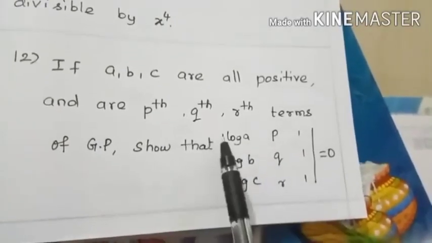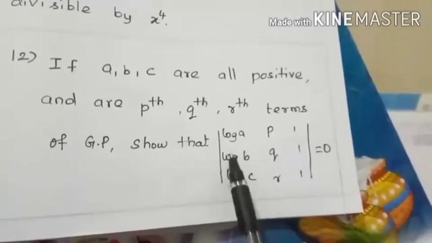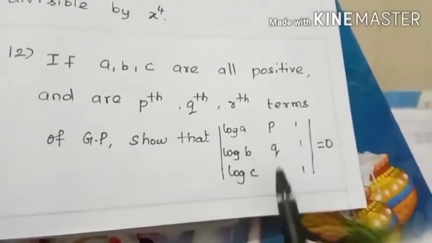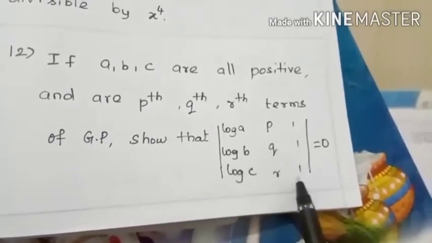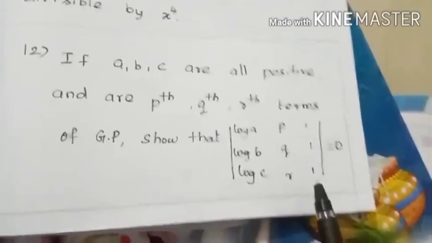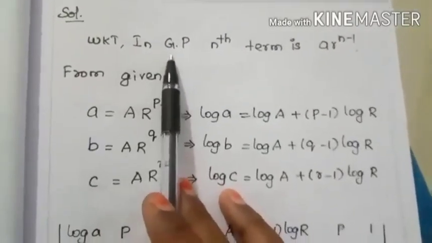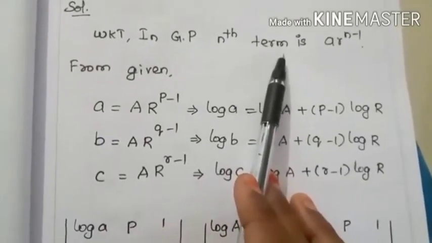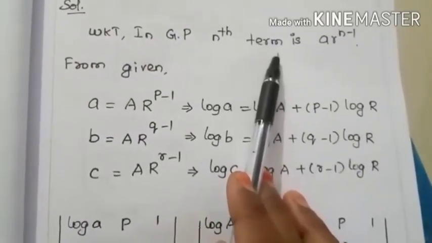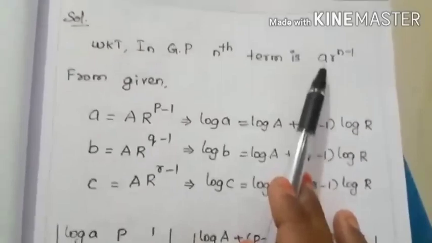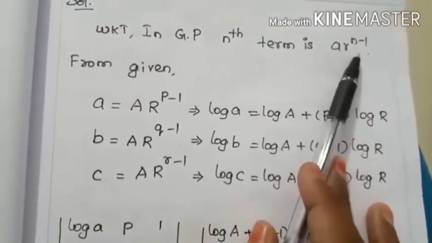The determinant is the determinant of log a, log b, log c; p, q, r; 1, 1, 1, which is equal to 0. Solution. We know that in a GP, the general term, the nth term, can be written as A R power n minus 1.